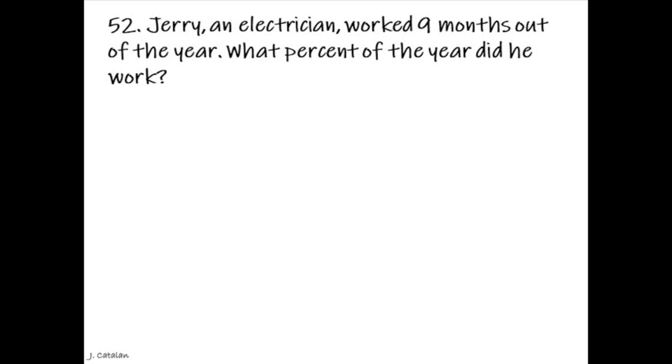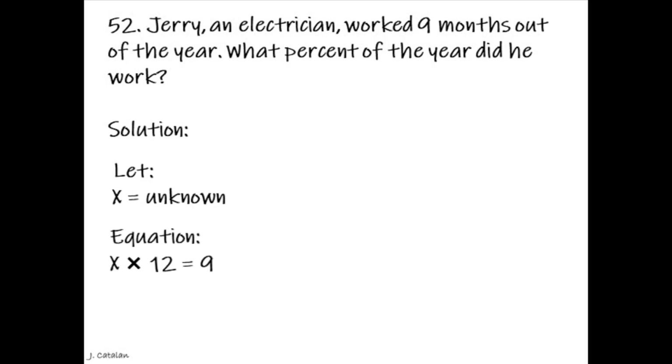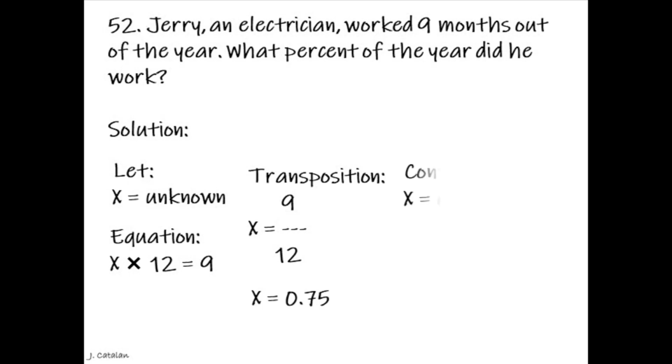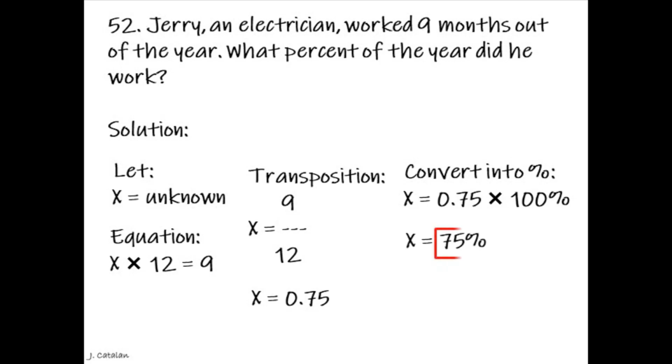Jerry, an electrician, worked 9 months out of the year. What percent of the year did he work? Solution. Let x is equals to unknown. Equation. X multiplied by 12 is equals to 9. Transposition. X is equals to 9 divided by 12. The result is x is equals to 0.75. Convert into percent. X is equals to 0.75 multiplied by 100%. The result is x is equals to 75%.